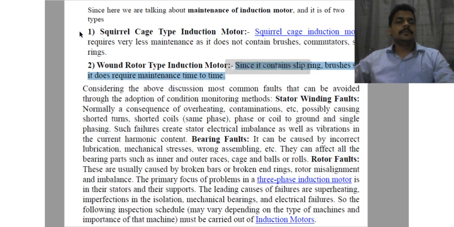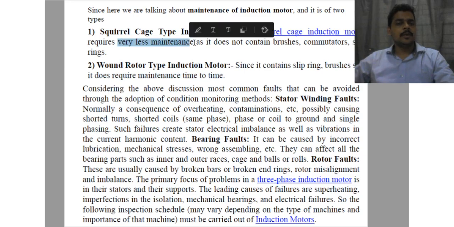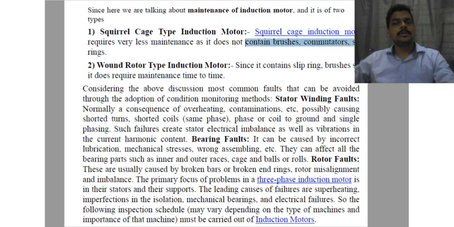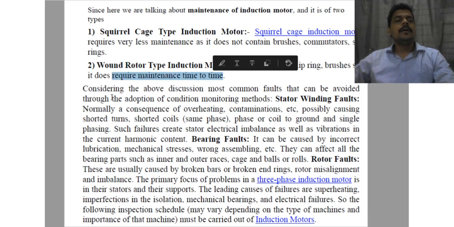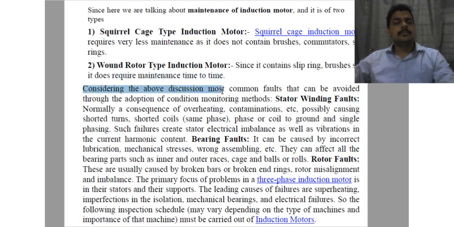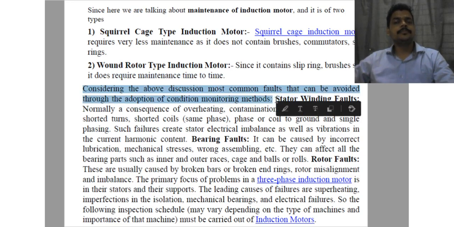You have to keep in mind the squirrel cage induction motor requires very little maintenance as it does not contain the brushes, commutators and slip rings, whereas the wound rotor type requires maintenance frequently. Considering the above discussion, these are the most common faults that can be avoided through the adoption of condition monitoring methods.